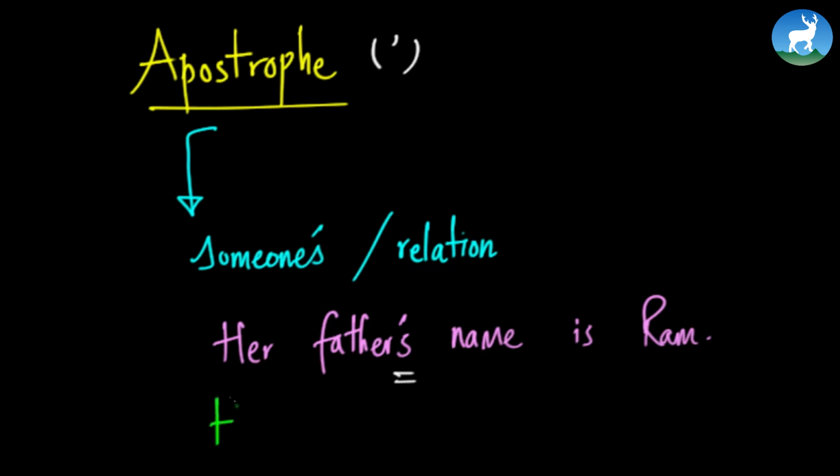Or we can write, her cat's name is Kyo. So that can be another example.